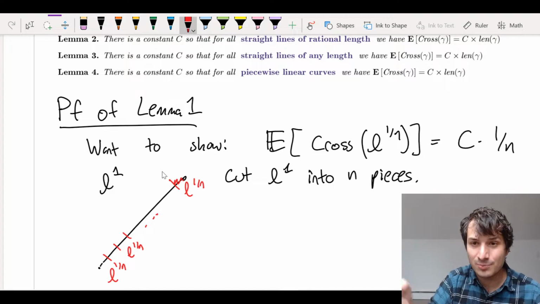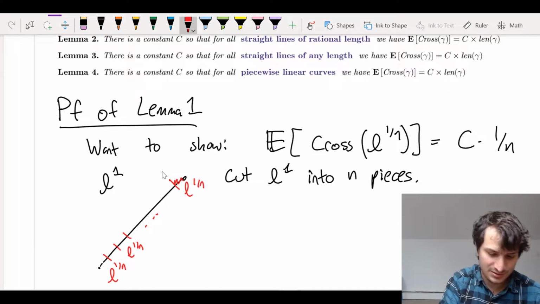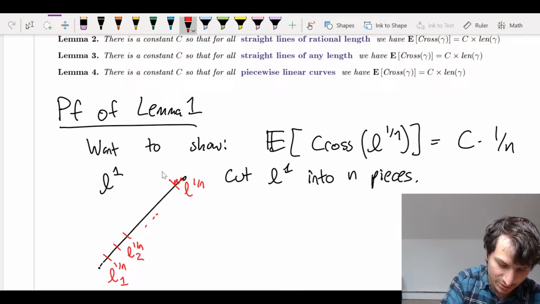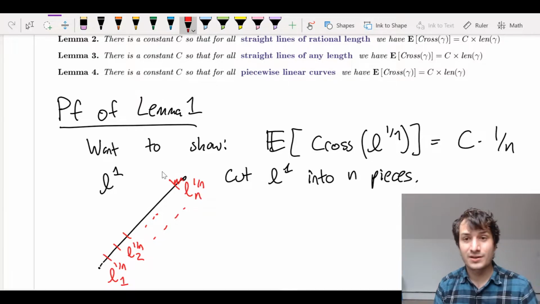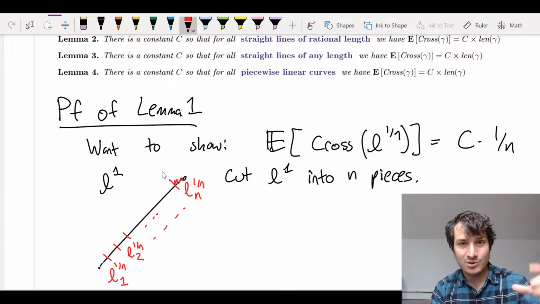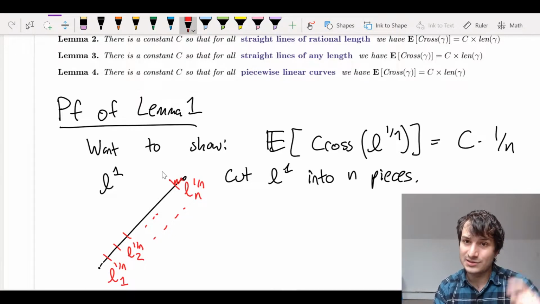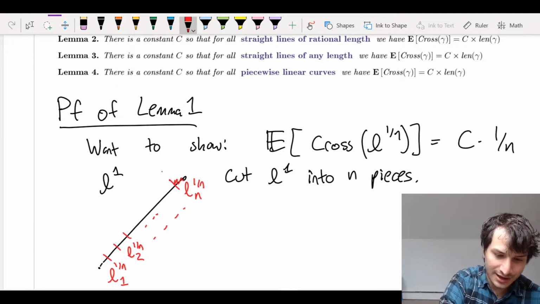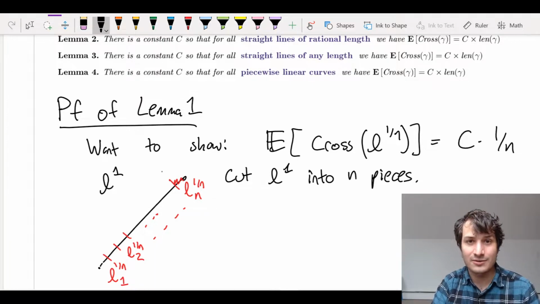So I'm going to count them up 1, 2, 3, 4 using subscripts. So this is L1, L2, all the way up to Ln. So I have n pieces, each of which are length 1 over n, and this is exactly the same curve as the original curve, which was one piece of length 1. Okay, how does this help us? Let's just write everything down now.